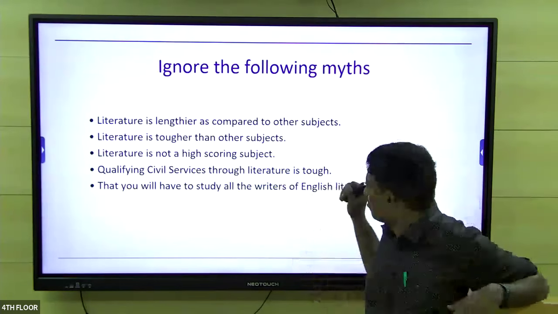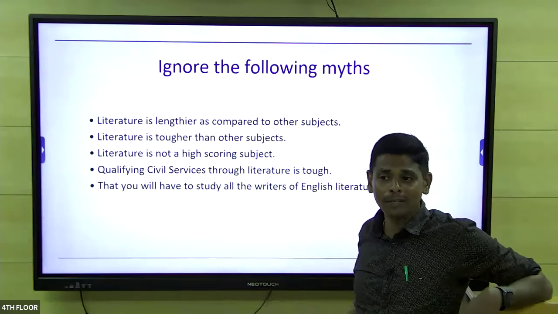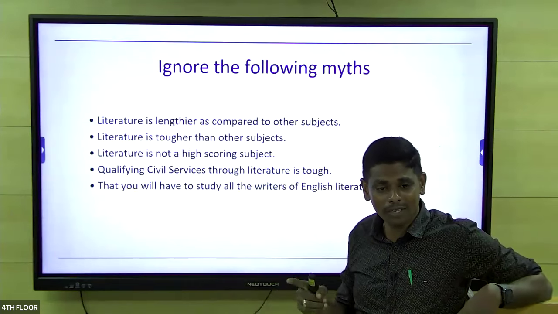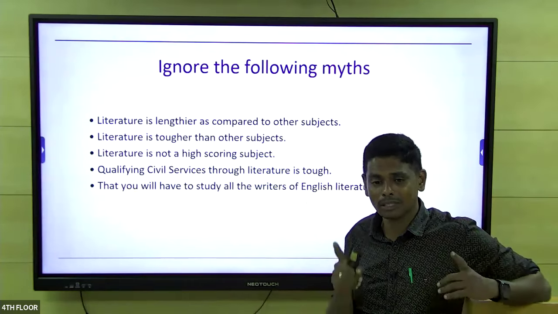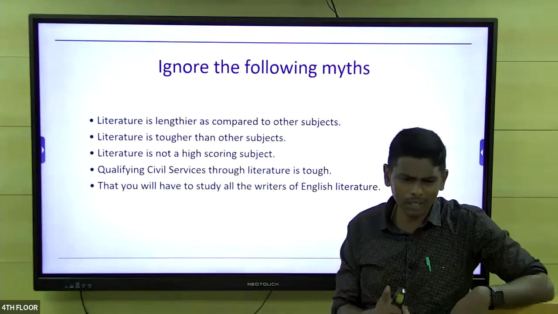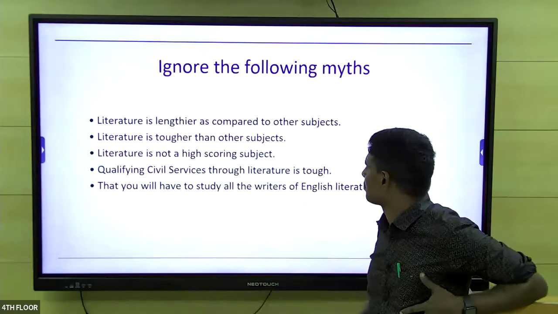So it is not lengthy. The time duration required in comparison to other subjects is much less. At least 1 month, 30 days, which is huge in UPSC preparation.